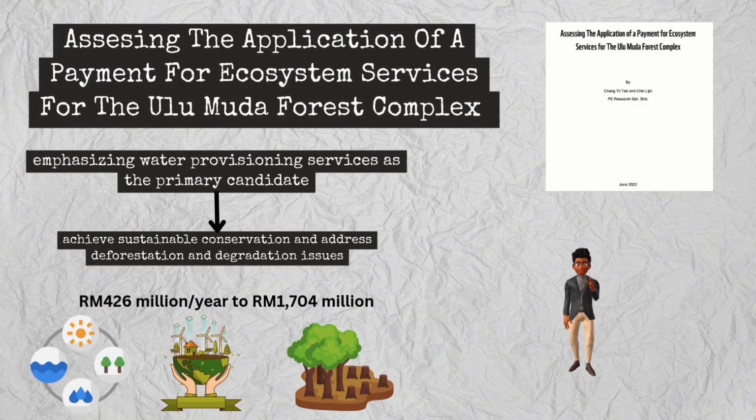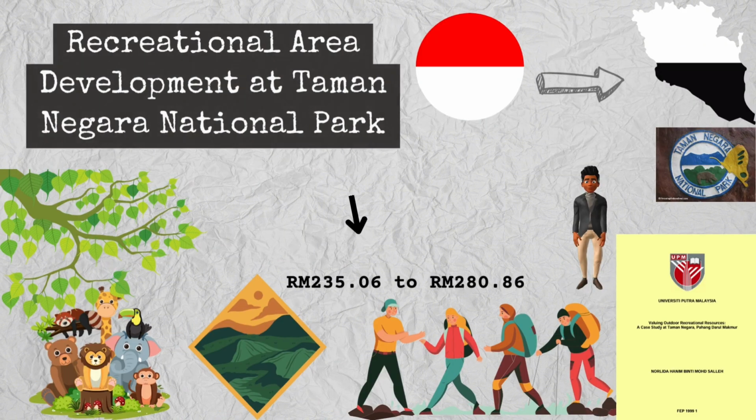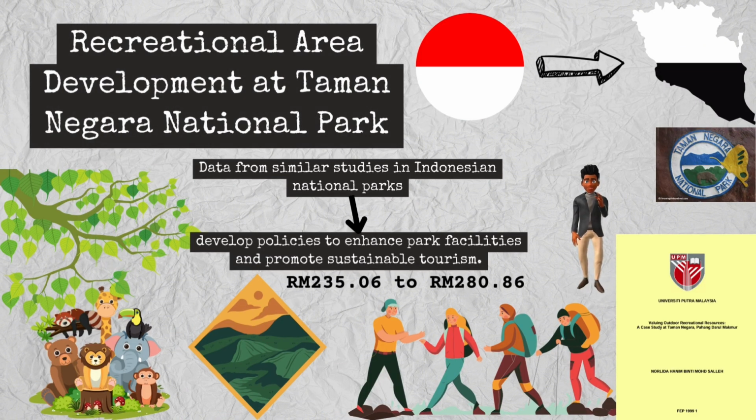One case study explores the feasibility of a payment for ecosystem services (PES) scheme in the Ulu Muda Forest Complex (UMFC), emphasizing water provisioning services as the primary candidate. By employing a benefit transfer approach, economic values from similar ecosystems were adapted to estimate the UMFC's ecosystem services worth. Next, benefit transfer was used to estimate the economic value of recreational activities in Taman Negara, one of Malaysia's oldest national parks.